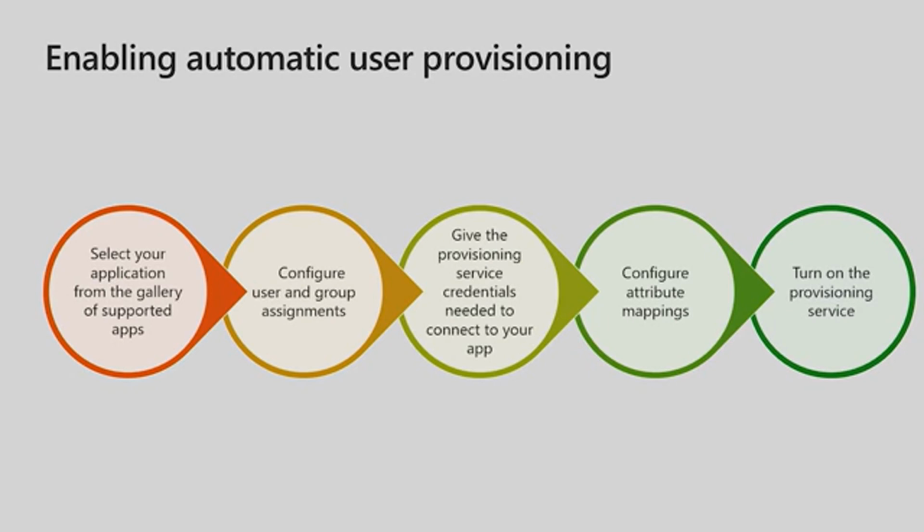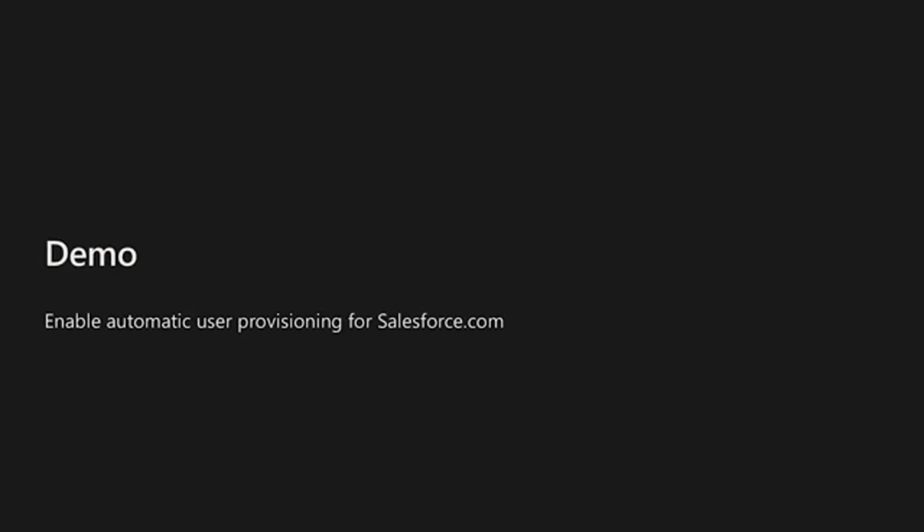Step 4, configure attribute mappings, which define how existing users should be matched between Azure AD and the app, and what user attributes should be synchronized between the two. And Step 5, turn on the provisioning service. In this demo, we'll show how to perform these steps using Salesforce.com as the application.